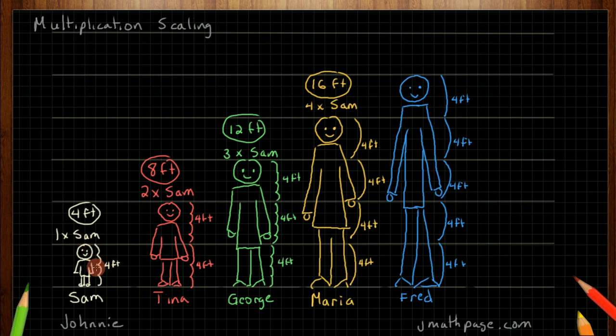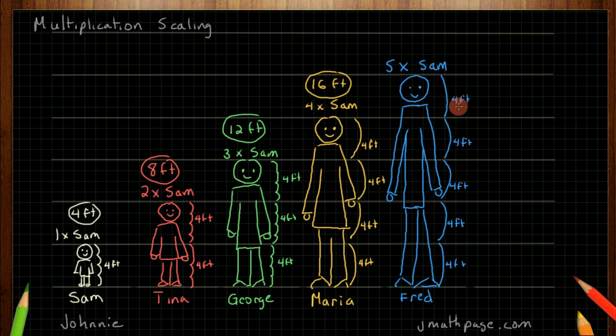But if we look at Sam, Sam is 1 measure of 4 feet. How many measures of 4 feet is Fred? Well, Fred is 1 measure, 2 measures, 3 measures, 4 measures, 5 measures of Sam, or 5 times as tall as Sam. Well, how much is that?